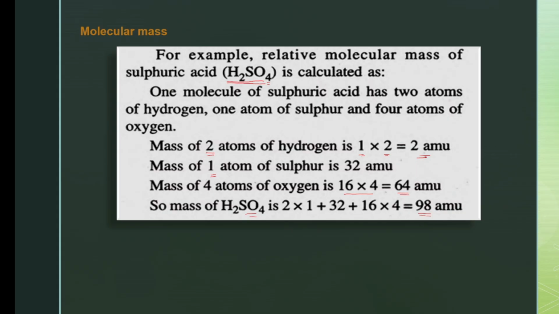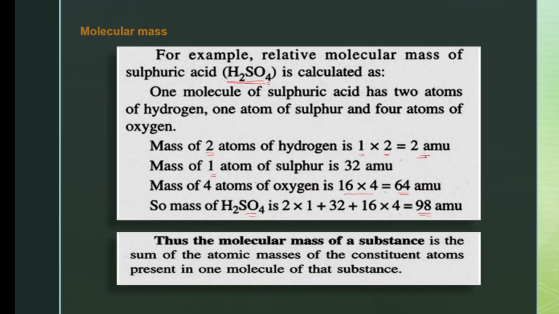So the total mass of a molecule is known as its molecular mass. H2SO4 is one molecule of sulfuric acid, and the total of the atomic masses of all the atoms in that molecule or compound will give you the molecular mass. In the case of sulfuric acid, we got a total mass of 98 AMU. Thus, the molecular mass of a substance is the sum of the atomic masses of the constituent atoms present in one molecule of that substance. Hope it is clear.